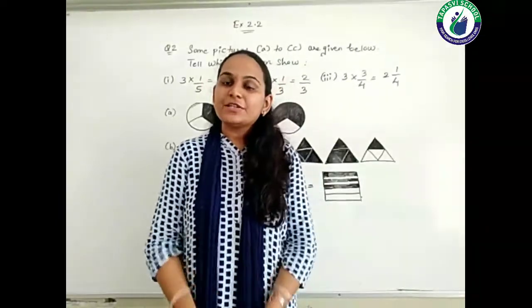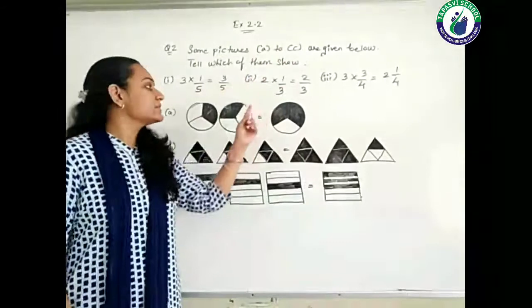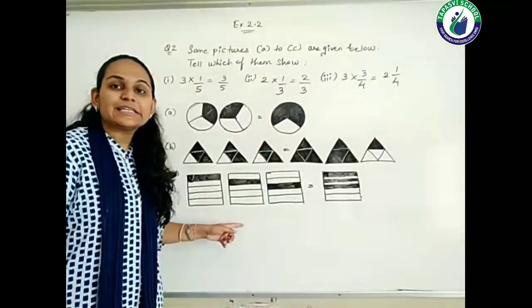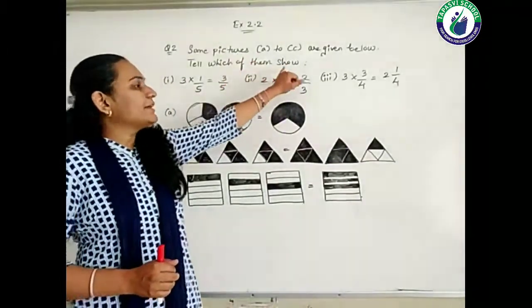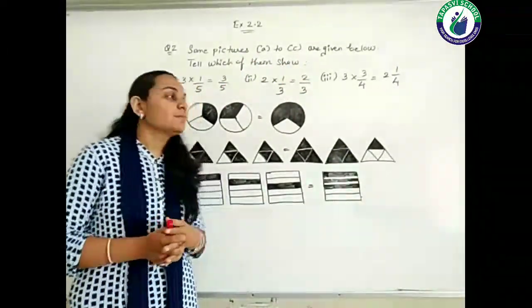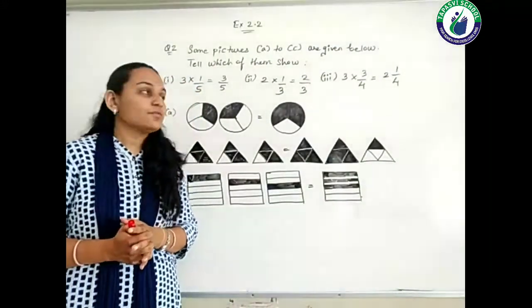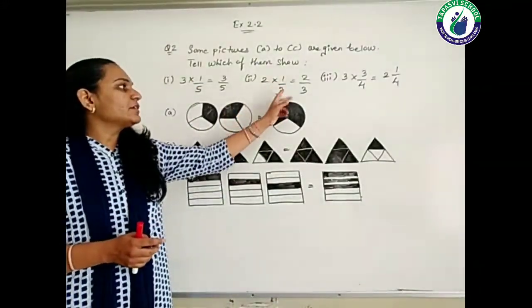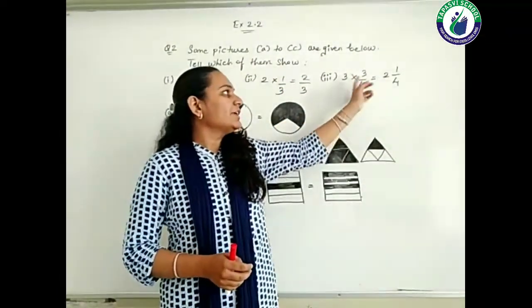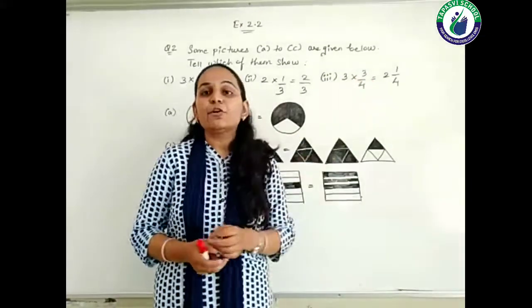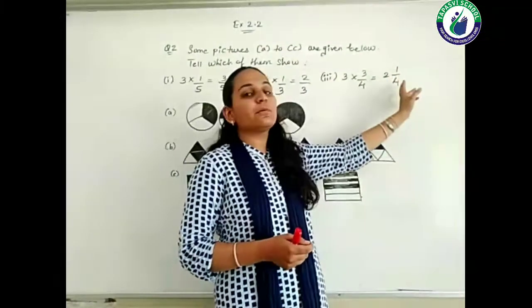Okay, students, now let's see question number 2, right? Question number 2 has some pictures A to C. That means this one is A, this is B and this is C. These 3 pictures are given below. Tell which of them show: first, 3 multiplied by 1 upon 5 is equal to 3 upon 5. Second, 2 into 1 upon 3 is equal to 2 upon 3. Third one, 3 into 3 by 4. If you multiply them, 3 3s are 9 upon 4, and then it is converted into a mixed fraction like this, 2 integer 1 upon 4.